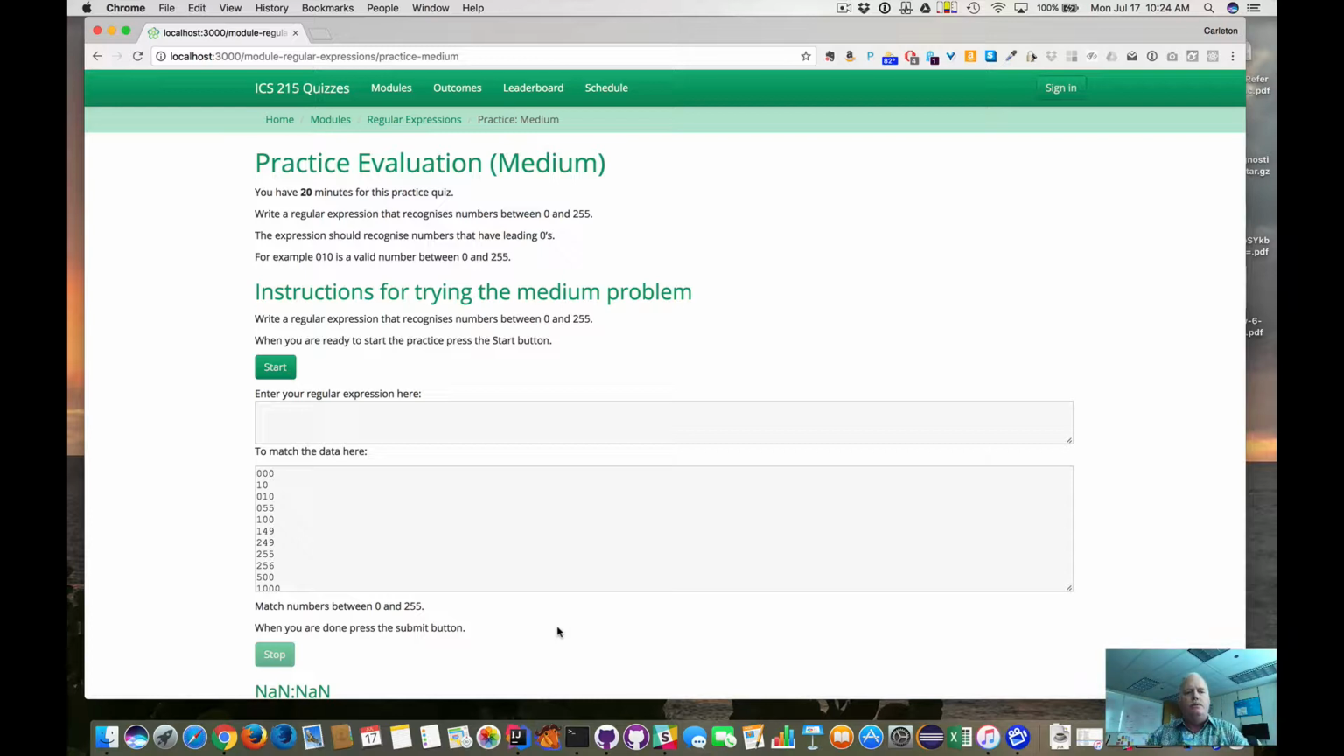The problem is to write a regular expression that recognizes numbers between 0 and 255. Very useful for recognizing IP addresses. So we should recognize numbers that have leading zeros because sometimes you have 001. So an example is like 010 is the same as 10. It is, so it's valid. So let's start the timer. And you see I've got my 20 minutes.